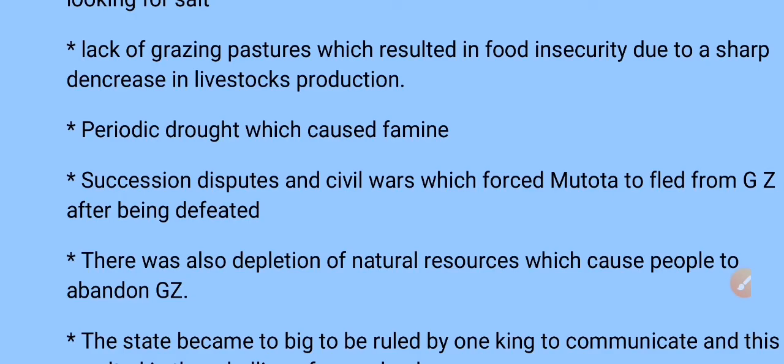Then another question about Great Zimbabwe, they can ask you about the factors that led to the rise of Great Zimbabwe. Great Zimbabwe. Number one, my economic factors.